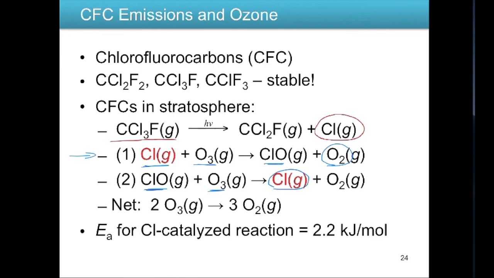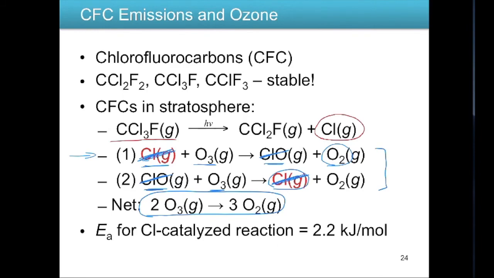So notice that the net reaction is exactly the same. Okay, the ClOs cancel out because they're the intermediate. The chlorines cancel out because they're the catalyst. So we're left with 2 ozones, and there should be 3 oxygens here. So I'm missing an oxygen in one of these 2 reactions, but it's not critical.